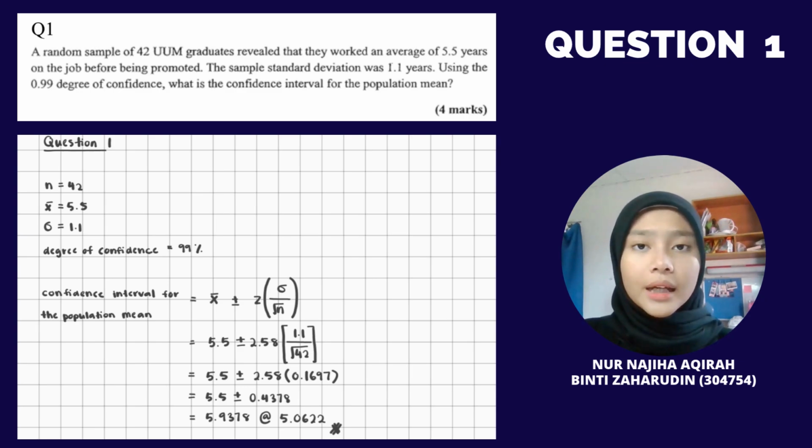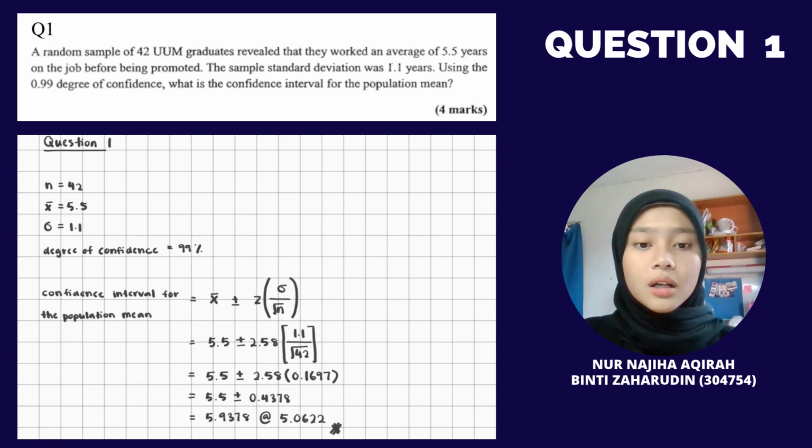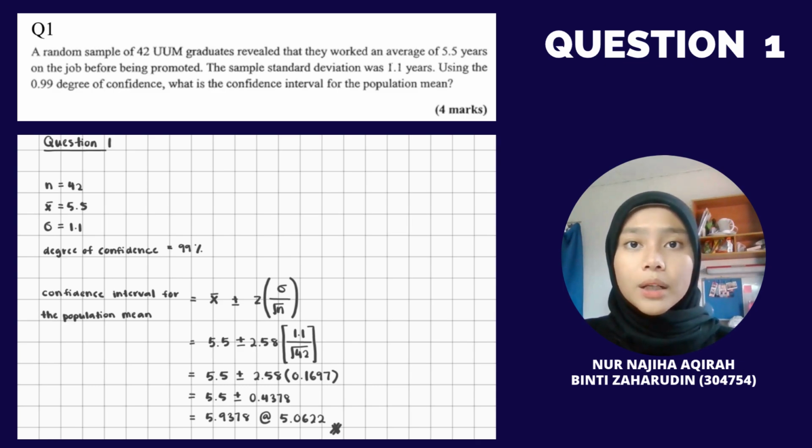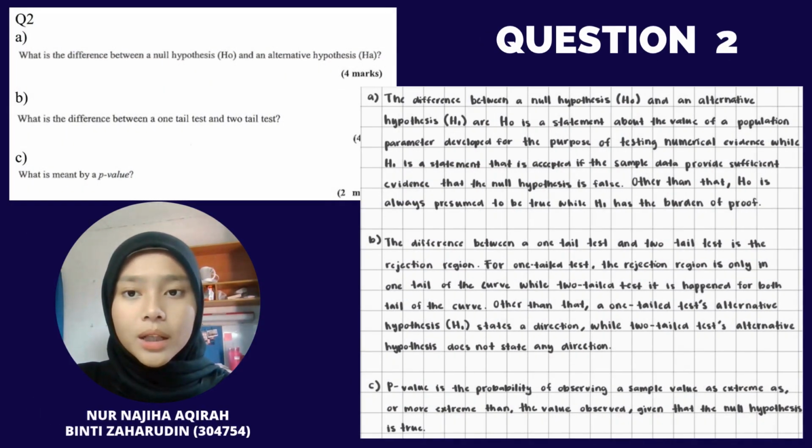0.99. Next, we just need to substitute these values into the formula, which is x bar plus minus z multiplied by standard deviation divided by square root of n. For the z value, it is based on the confidence interval, which is 99%. After we calculated it, we got the upper limit equal to 5.9378 and the lower limit we got 5.0622.